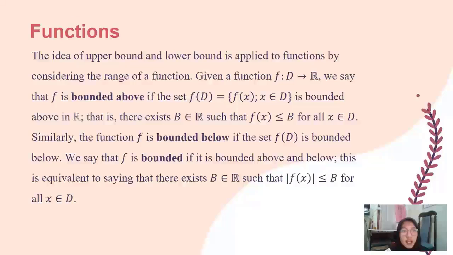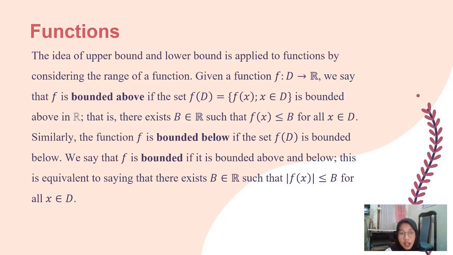Functions. The idea of upper bound and lower bound is applied to functions by considering the range of a function. Given a function f that maps the set D into the set of real numbers, we say that f is bounded above if the set f(D), equal to the set of f(x) where x is an element of set D, is bounded above in the real numbers. That is, there exists b an element of the real numbers such that f(x) is less than or equal to b for all x an element of set D.